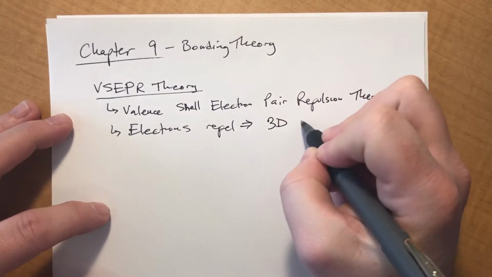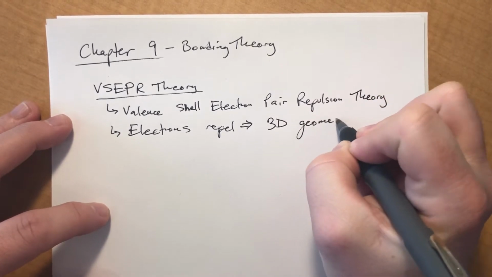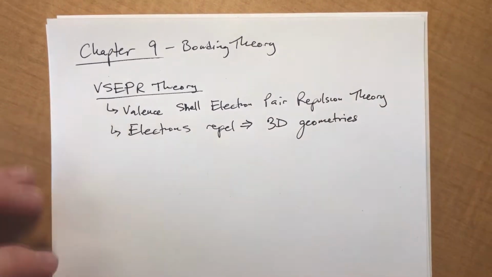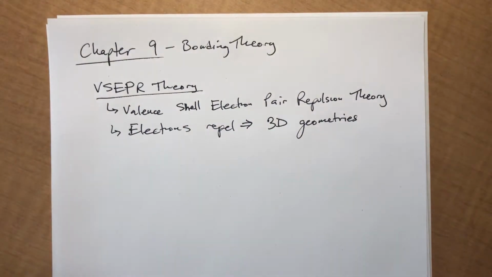Let's go with 3D geometries. So most of this topic is the idea of what is the three-dimensional shape of molecules. When we did Lewis structures, we drew everything as 90 degrees, and we kind of ignored this concern. And I'm fine with you doing that for Lewis structures, but now we need to deal with the concept.